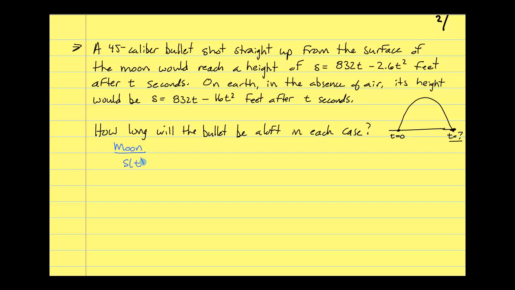So I want to know when the position function for my moon trajectory equals 0. In order to solve this equation, I can factor out a t. Factoring out a t, I'm left with 832 minus 2.6t equals 0. Now using the zero factor property, that tells me two things: t equals 0 or 832 minus 2.6t equals 0. Well, here's our case t equals 0 right over here.